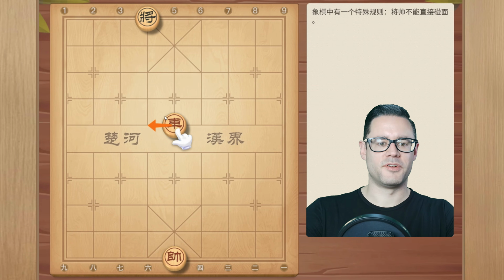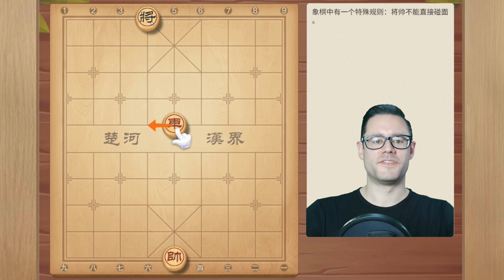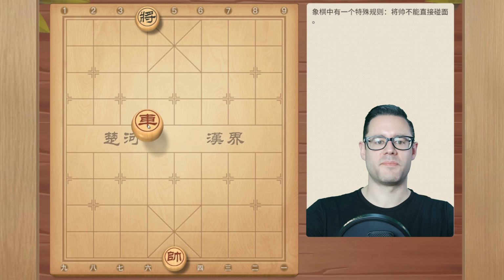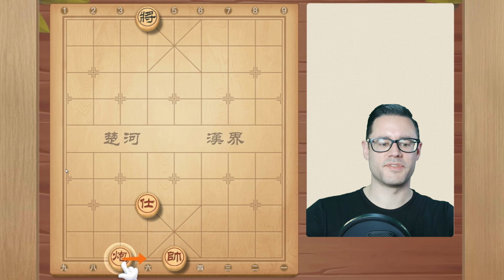So back to our example, if we move our chariot to the left, the general can't escape it by moving forward. That doesn't save it from the attack, and it cannot move to the side because of the flying general rule. And so that actually produces a checkmate. Here's another example, same thing.